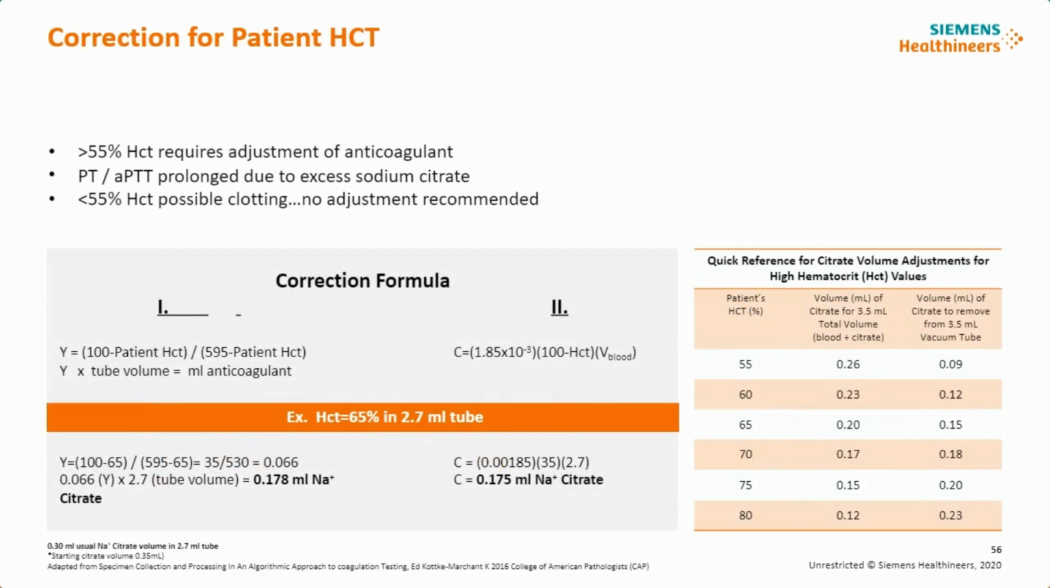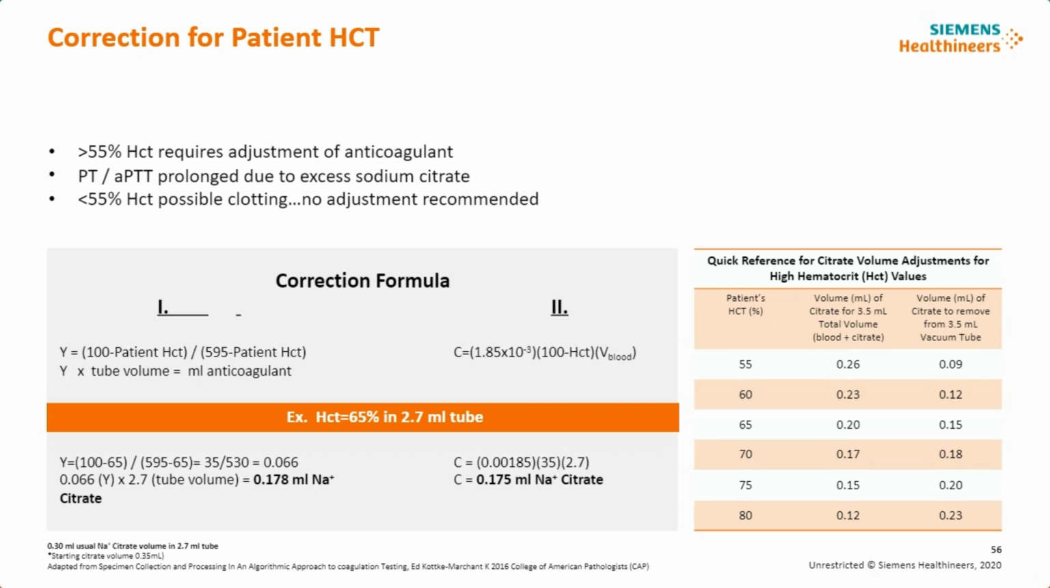In the event that your patient has a high hematocrit, sometimes exceeding 55%, there are a number of ways that we can use a correction formula, which is indicated here. But most often what I've seen in the majority of clinical laboratories is they have a table that's already been put out to indicate the volume of anticoagulant that needs to be removed. But again, there should be a standard operating procedure in place for the lab to be able to do this.